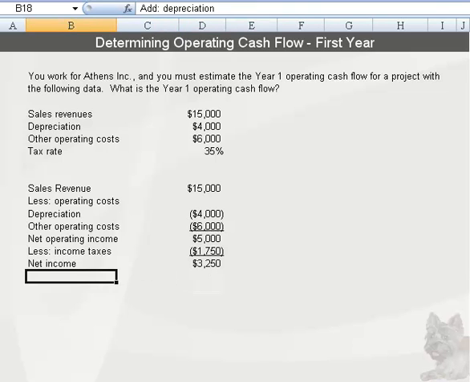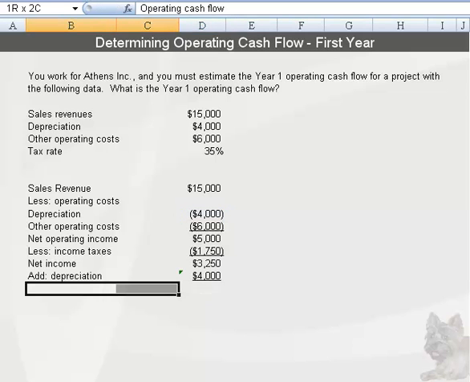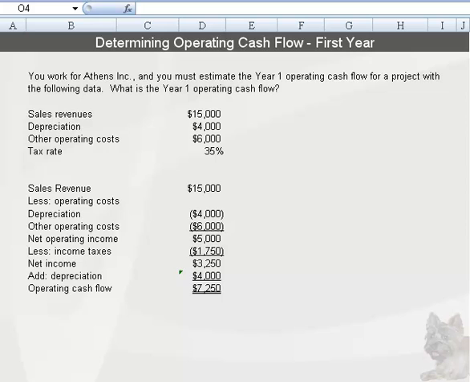All right, and then what we've got to do is we have to add back depreciation. And so the way we do that is we just add back depreciation as a positive number. And from there, we're able to compute operating cash flows of $7,250, and that's the answer to this problem.